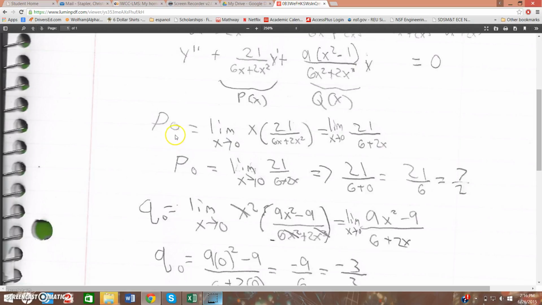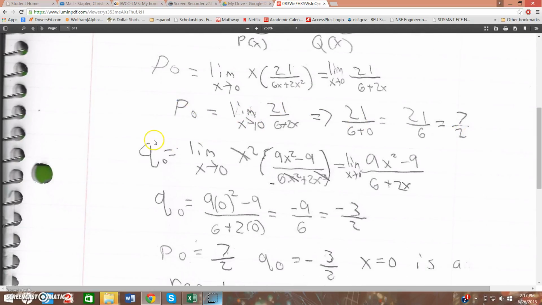And so for p naught, we take the limit as x approaches 0 of this expression. Notice this is p of x, and we just multiply it by x. And so after taking the limit as x approaches 0, where I just plug in 0, I get that the limit does exist, and it's 7 over 2.